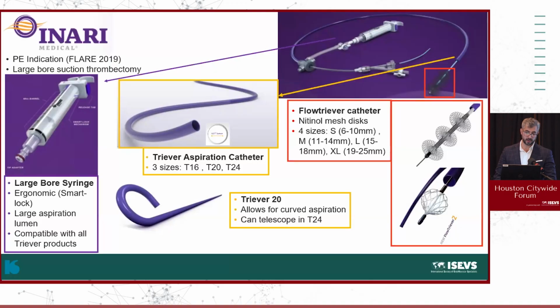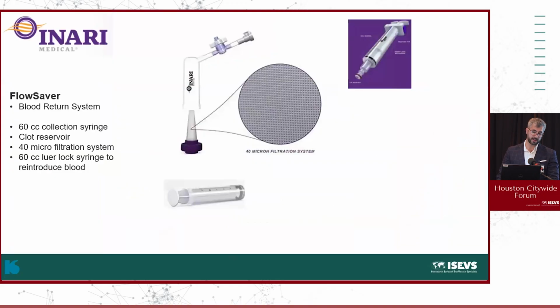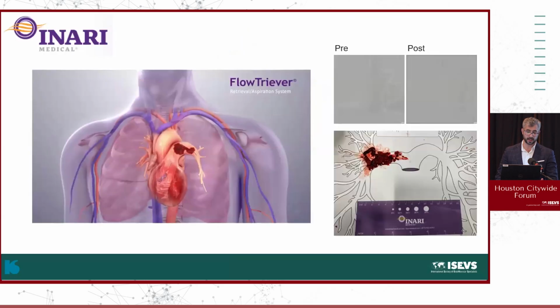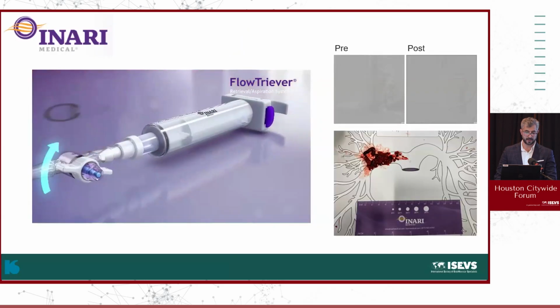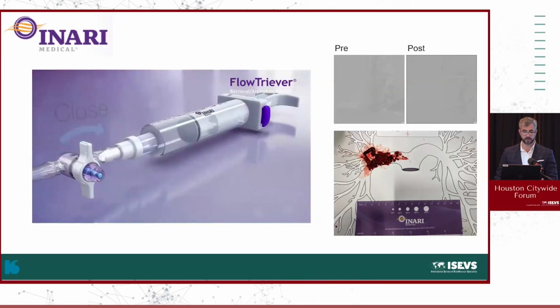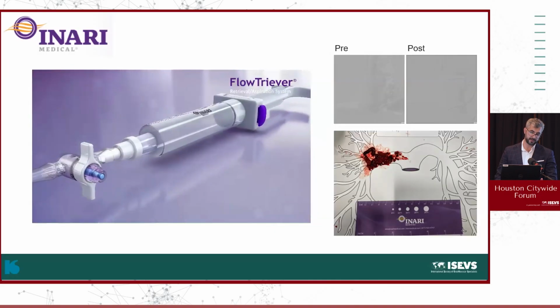This is the Inari FlowTriever that a lot of us are familiar with. It comes in 3 sizes, 16, 20, and 24 French, and different catheters I'm going to show in a second, and a FlowSaver filter that allows for blood return, and you can see it here, 24 French catheter delivered to the clot. The valve is closed, the suction is performed with a large bore syringe. You open the valve and aspirate.